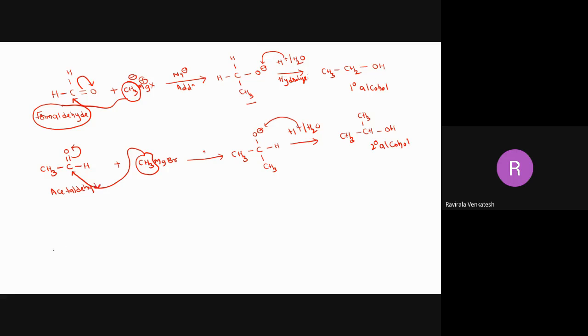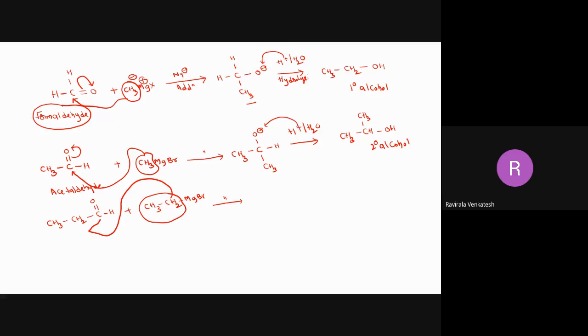Acetaldehyde. Next I will take one more aldehyde: CH3CH2CHO. Now, if I take CH3CH2MgBr, again what happens? Nucleophilic addition. Now this part will be completely a nucleophile. Everything here is a nucleophile. Now it attacks the carbonyl carbon. I am writing this one as CH2 like this. You can put it like this also.